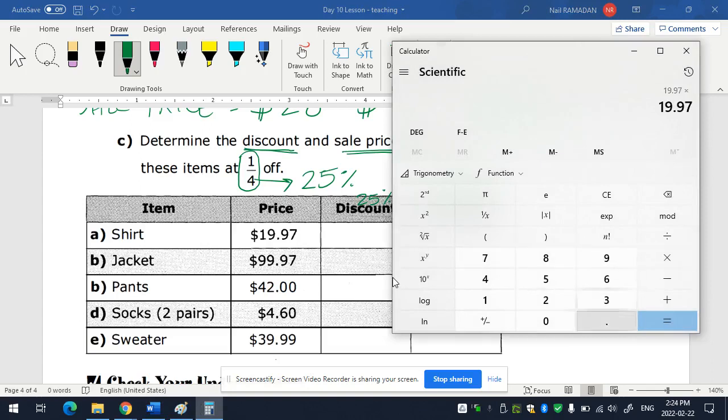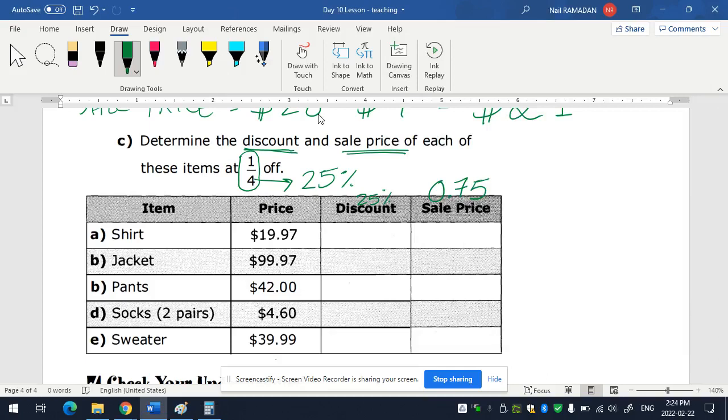1997 times 0.25. How much are you saving? Whoa, 4.99. By the way, that doesn't round to 5. Why? Because if you cut it here, the 2 doesn't do much. So it's $5. Sorry, it is not $5. It's 4.99.